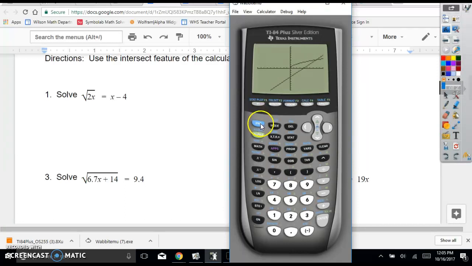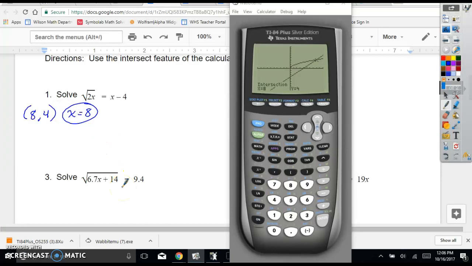So here comes the intersect feature. It will be second, trace. Intersect is the fifth selection here. First curve, we're on it. Second curve, we're on it. I'm not going to need to guess. There you go. So it looks like our intersection is at 8, 4. So that means our solution is when x is 8.